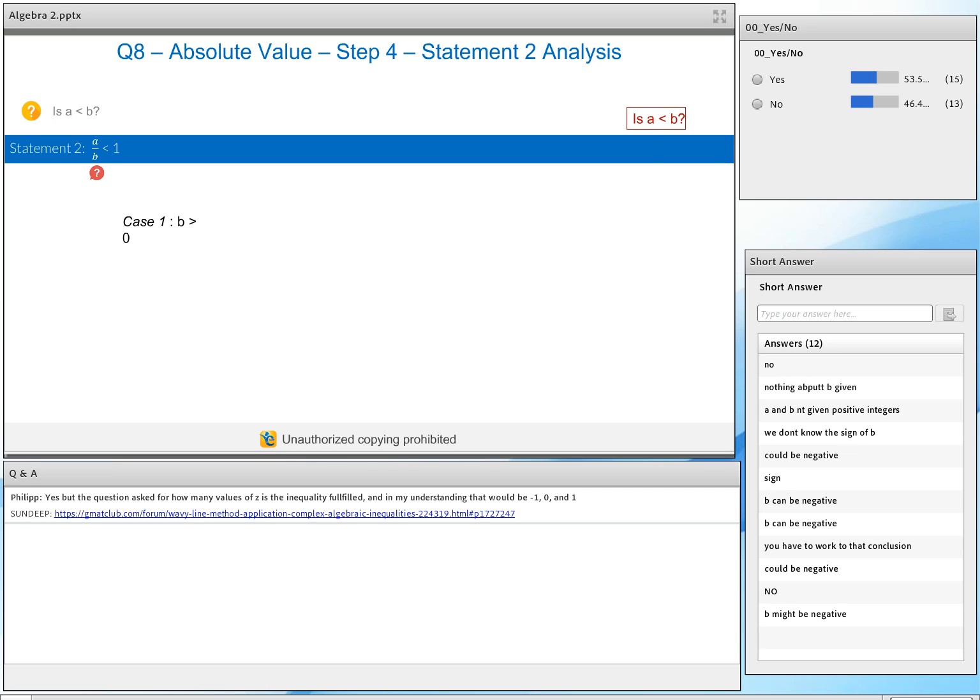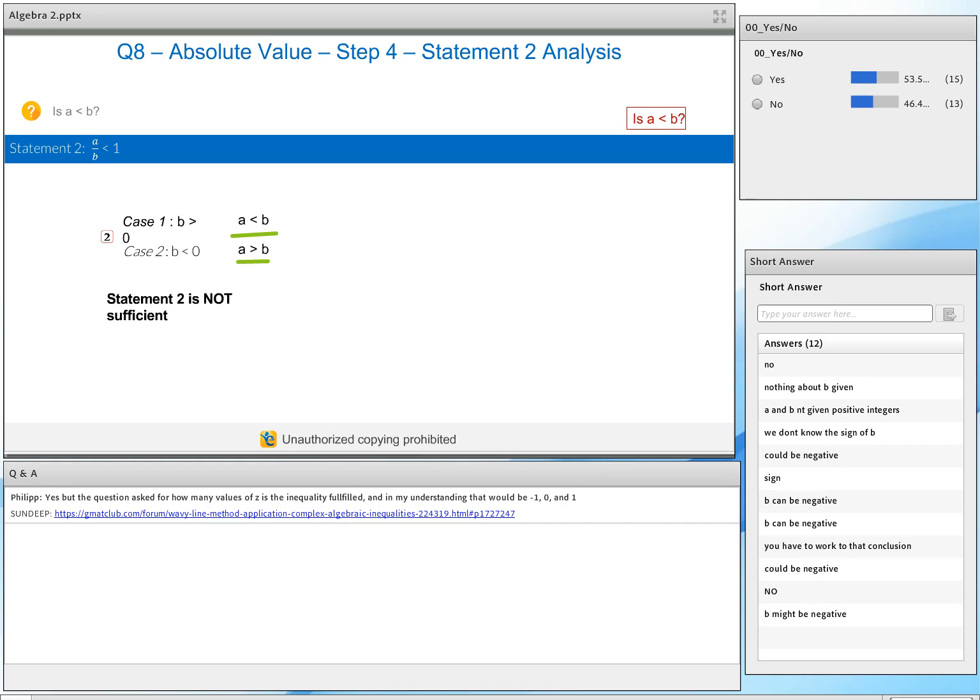So there are two cases now. Case 1 is b is greater than 0. Case 2 is that b is less than 0. If you consider case 1, then you get a is less than b. If you consider case 2, then you get a is greater than b. So you have to work through that. Absolutely right. So statement 2 is also not sufficient.